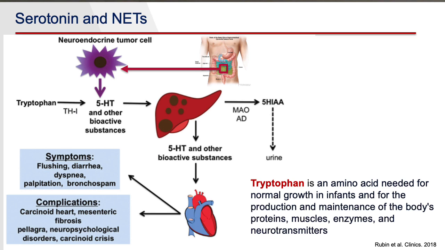But other complications that can happen with this excess of serotonin are associated with carcinoid heart disease, mesenteric fibrosis, and we're going to discuss a little more about that, pellagra as well, and neuropsychological disorders and so forth, and we're going to discuss a little more about that.